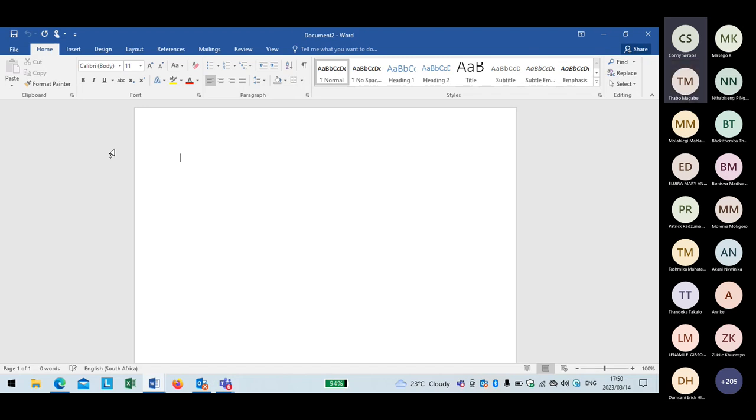Then with the second instruction, madam, let's simplify it by using the language we were using last night. It will be easier for everyone to understand.